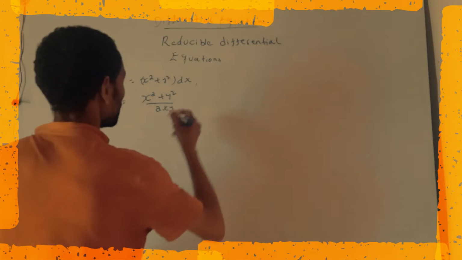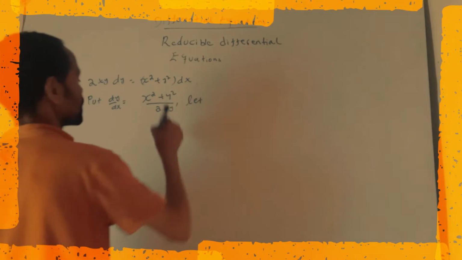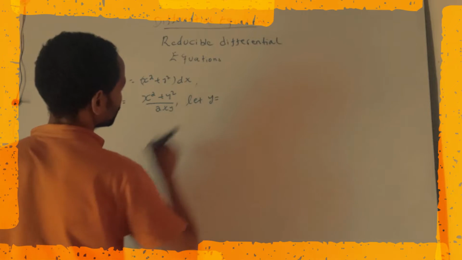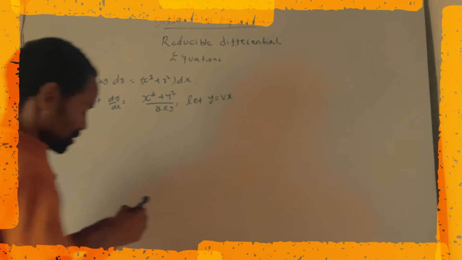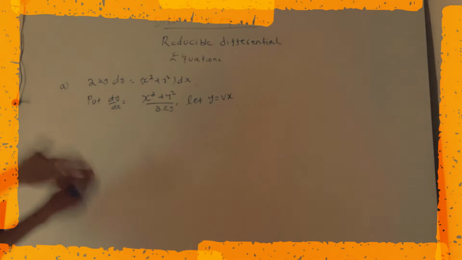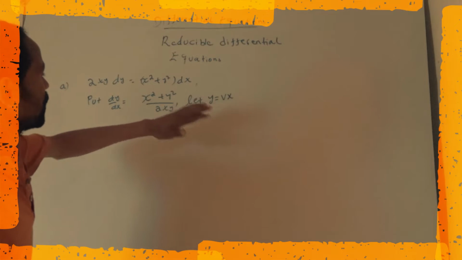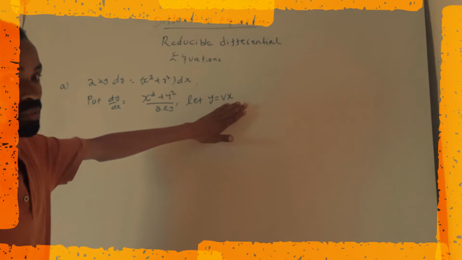Now we can let y equal Vx. We can represent y is equal to Vx, or y over x is equal to v. We don't care about that, but we can represent it this way.